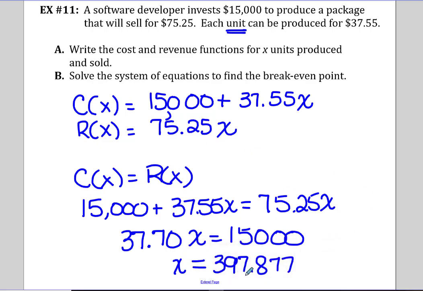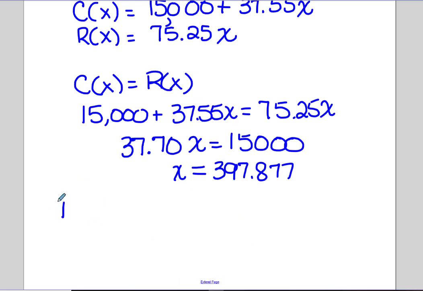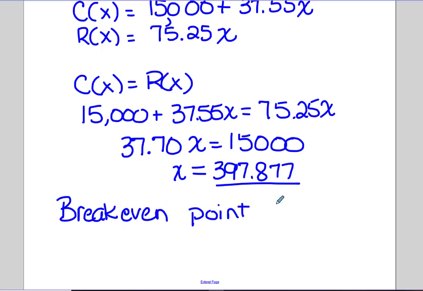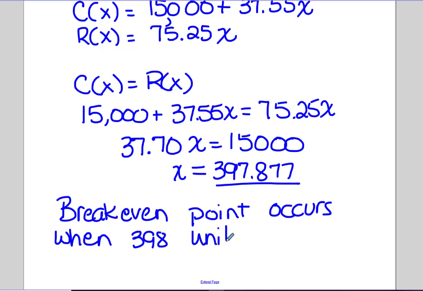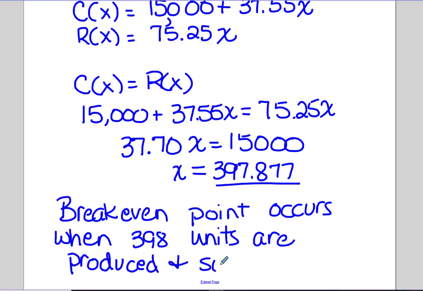So to answer the question, the break-even point, they would need to make 398 pieces of software or whatever they're producing. The break-even point occurs when 398 units are produced and sold. So basically, they don't make any money until they've sold 400 products.